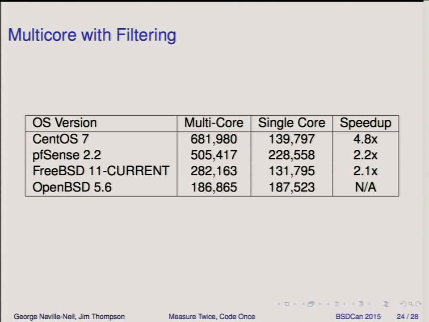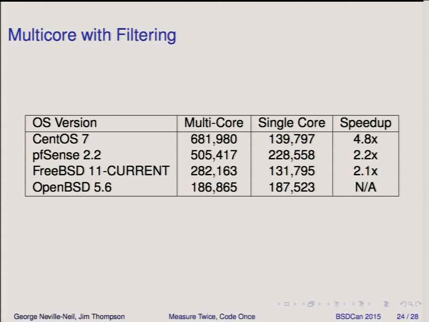What happens when you turn on filtering? Well, not so good. Now PFSense is not so close to Linux. FreeBSD is really not close to Linux or PFSense, and OpenBSD isn't close to anything but the ground. It's a very bad moment for everyone in sports.